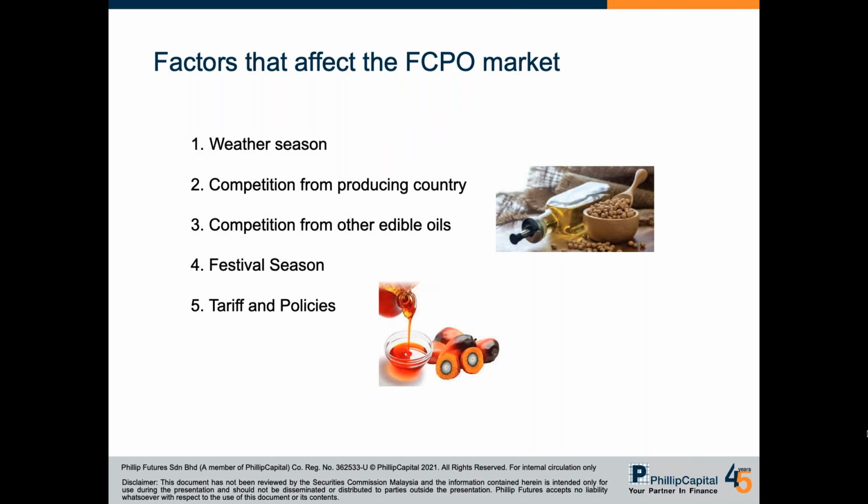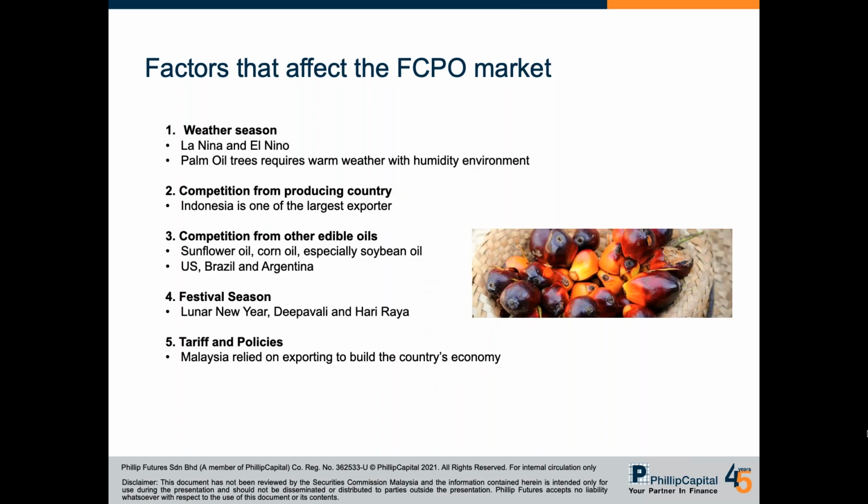Okay, so the first one, we have the weather season. The plantation of palm oil trees follows a specific season and period. The whole process from planting to harvesting takes up to 4 years, and their lifespan can be up to 25 years. Palm oil trees require warmer weather with a humid environment to grow healthily, as too much rainfall could flood the plantations, affect the plants' growth, and lower the production.